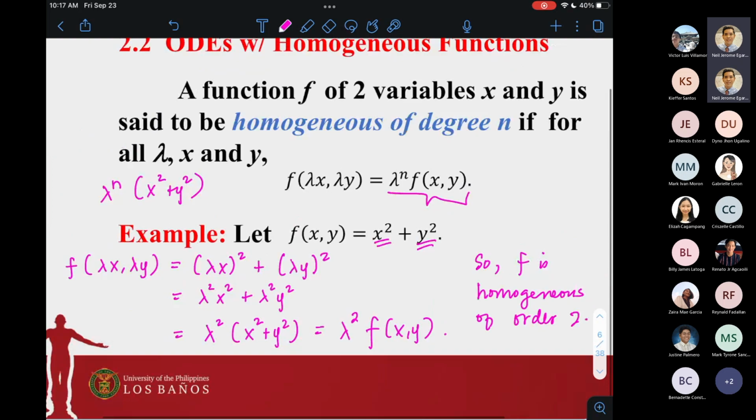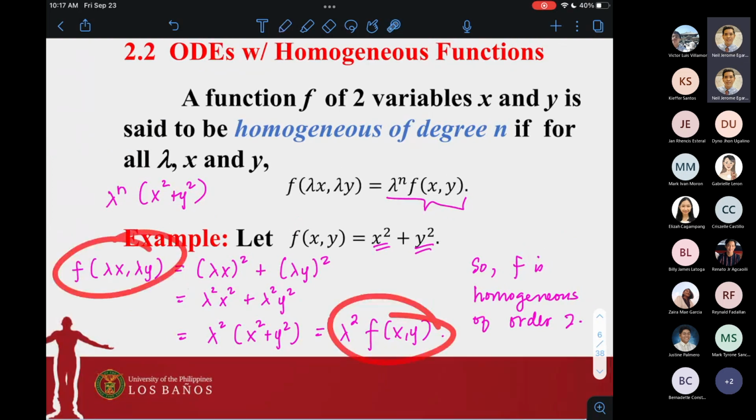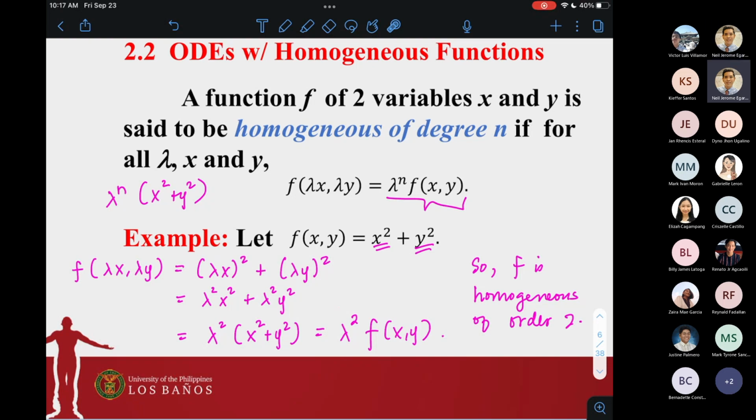Because this is equal to lambda squared, that's n equals 2, times the function f of x and y. All right? So it's easy to show that a function is homogeneous of a certain degree. Just take it, write it, expand it, and hopefully you can factor out a power of lambda times the original function f. All right? Sounds simple? It should be simple.